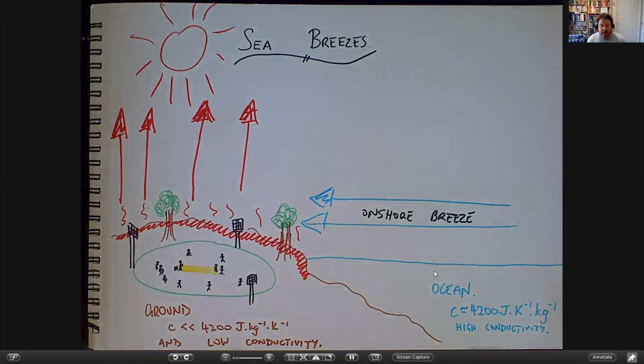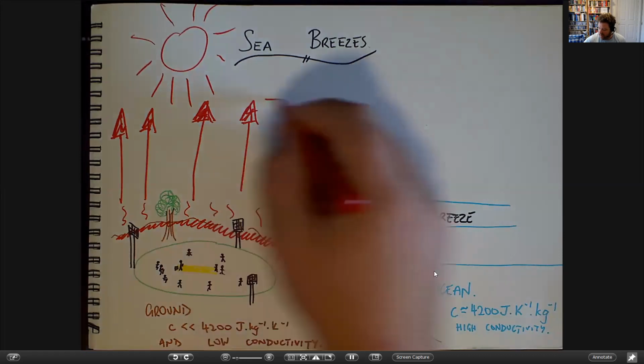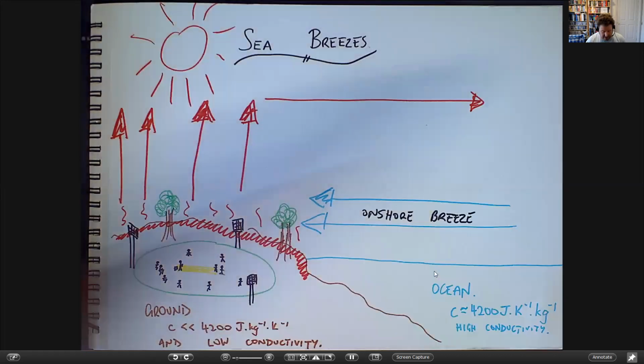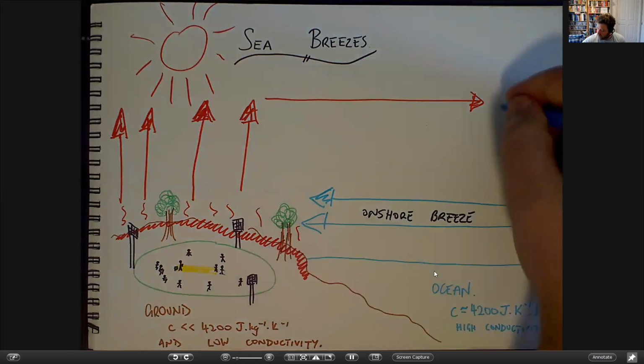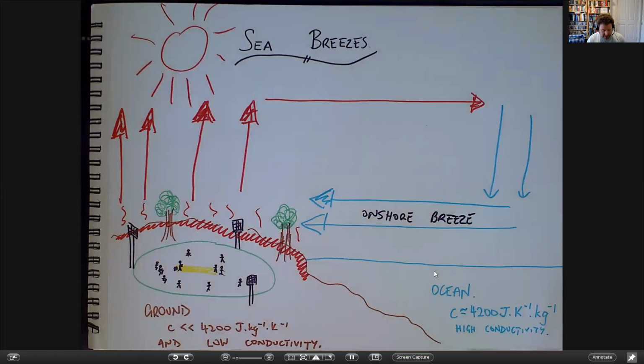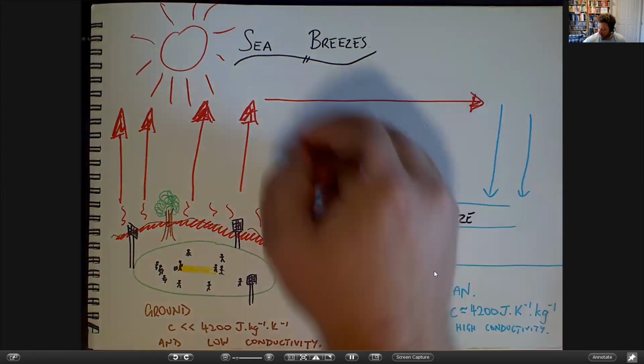And now, of course, that air has to go somewhere. It can't just disappear. So this air up here then circulates out this way and drops downwards, completing the cycle. And once again, we have one of these convection currents.